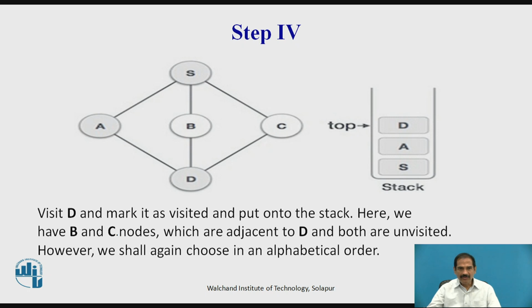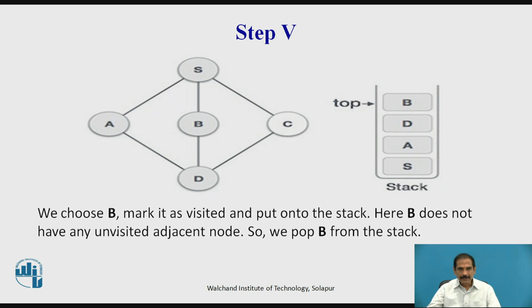Now from A we visit D, mark it as visited and put it into the stack. That is, I am pushing it to the stack. Here we have B and C nodes which are adjacent to D and both are unvisited. However, we shall again choose in alphabetical order and we choose B. We mark it as visited and put it on the stack. Here B does not have any unvisited adjacent nodes, so we pop B from the stack.